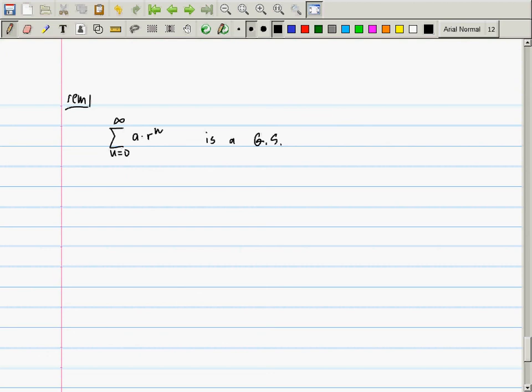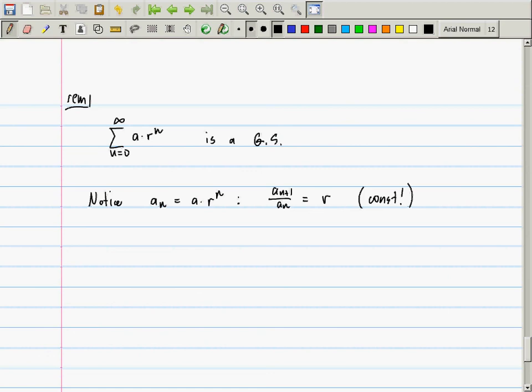Just the sequence part is called a geometric sequence. What is the defining characteristic which makes a sequence geometric? The ratio of successive terms is a constant. Notice that a_n, which is a times r to the n, has the following property: a_(n+1) over a_n is r, a constant. That's what's important about a geometric sequence.